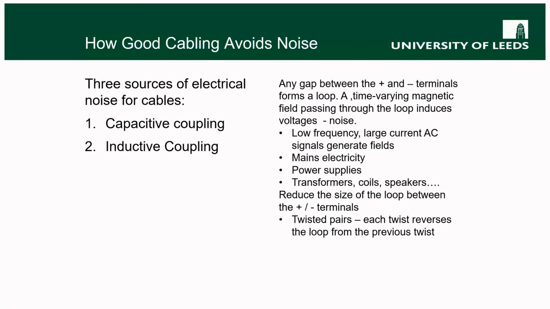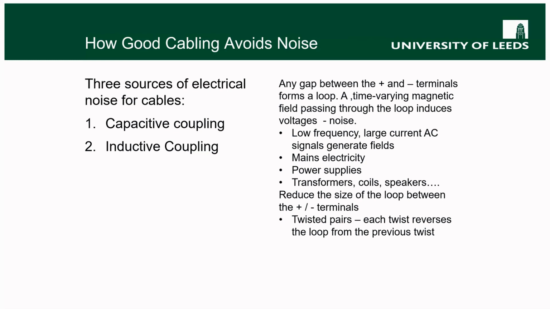So the next type of noise problem you can get is inductive pickup. If you have any gap between the plus and minus conductors in the cable, then it's going to form a loop. And any kind of time varying magnetic field that passes through that loop is going to induce a voltage through Faraday's law of induction. And so that's going to appear as noise. And this is particularly a problem where you have low frequency and large currents involved. And the classic one there is mains electricity. But you can also get problems from power supplies, and particularly transformers and coils and speakers are all great sources of inductive noise.